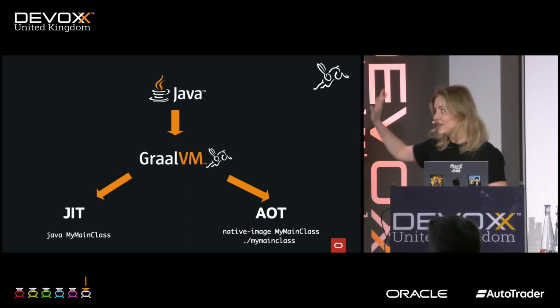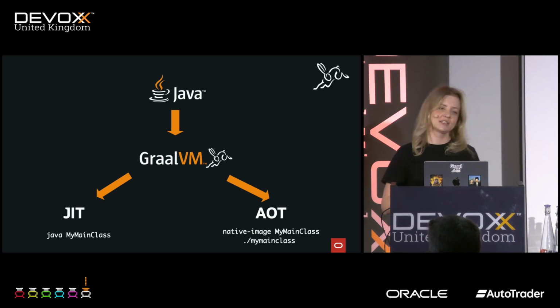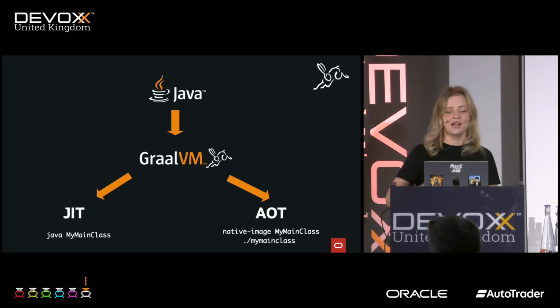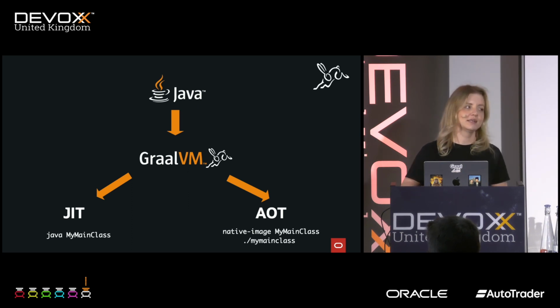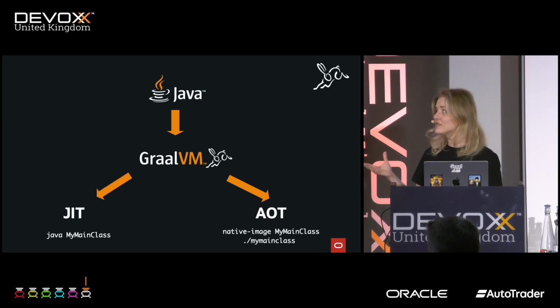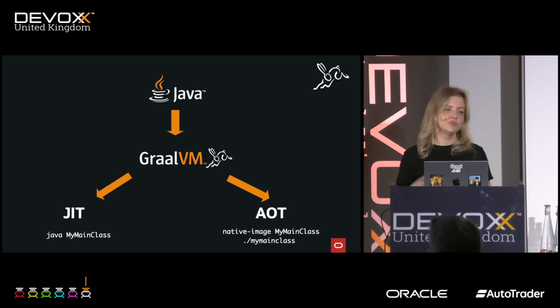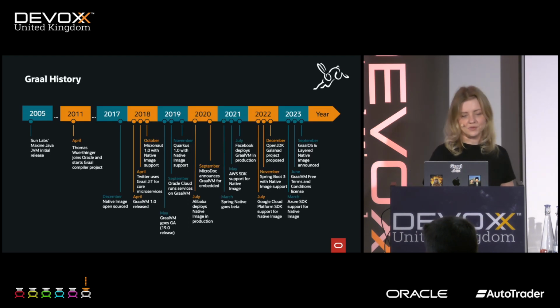And we also have native image, and this is brand new for the Java ecosystem, where we compile applications ahead of time into native executables. So one thing that I would like you to take from this slide is that with GraalVM, you do get this choice. It's not one or another, but you get to choose how you want to run your applications on GraalVM.